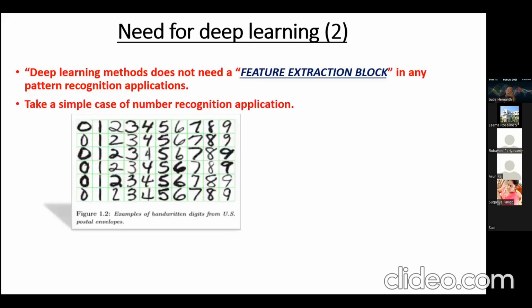Say, for example, you take the simple application of digit recognition. You can easily say it is 0 to 9, but you have a machine, and the machine should identify that this is 0 to 9. How can it do that?